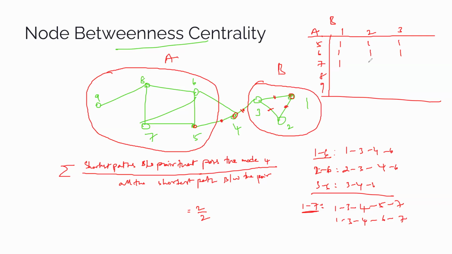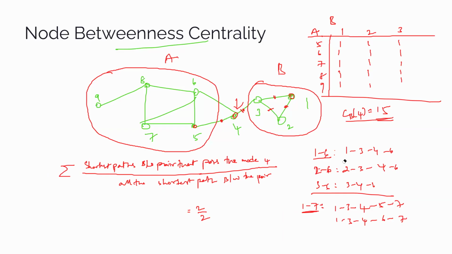Likewise, from 2 to 7, if you calculate, you'll get 1. So on and so forth, we will have to calculate for all the nodes. And what we observe is this node 4 is at the center of passing through all the nodes, right? It is basically passing through all the nodes. So I'll have to compute all the values like this. So how many ones are there? 1, 2, 3, 4, 5. There is 15. So my betweenness centrality for node 4 is 15. This is how we compute.